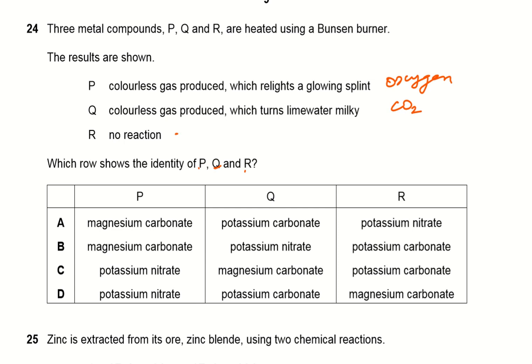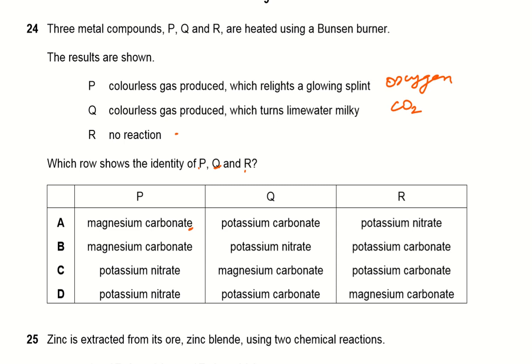So for P here, something that could decompose to give us oxygen. Well, if a carbonate decomposes, carbonate will not give oxygen. Carbonate will decompose to form carbon dioxide.